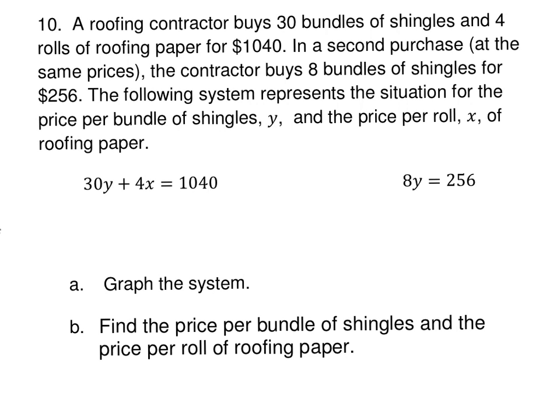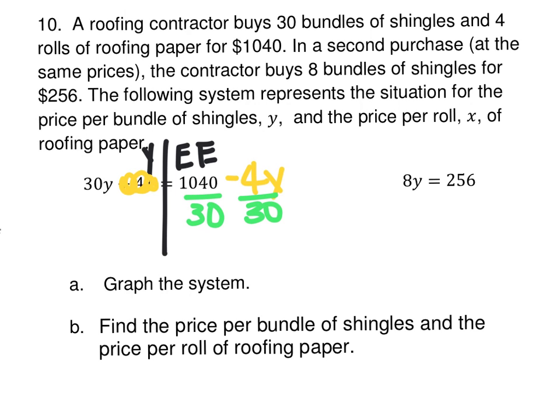In order to graph the system, I need to solve these both for y. That means I need y's on one side, everything else on the other. So I'm going to do my normal process. It becomes a minus 30x, becomes a minus 4x, and then I'm going to divide by the number in front of y, which is 30. So I end up with y equals, if you reduce 1040 over 30, you're going to end up with 104 over 3 minus 4 over 30x. So that'd be my first equation.